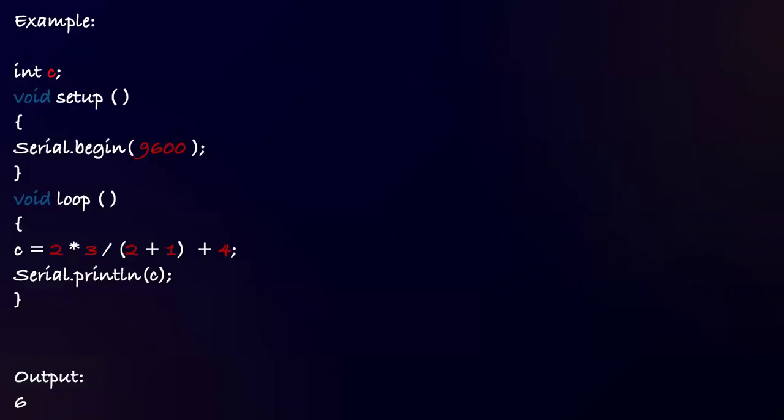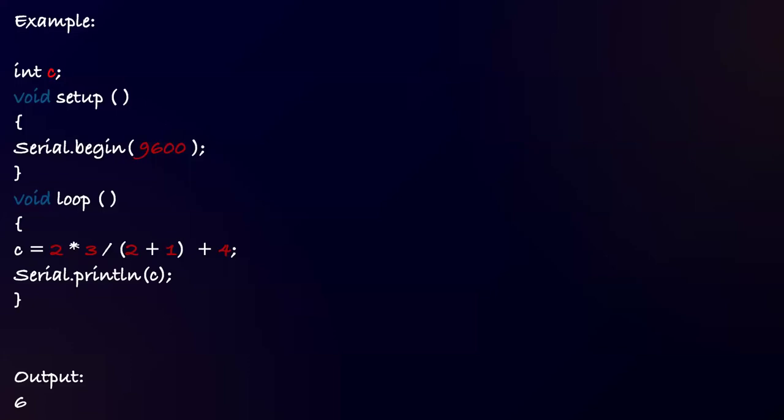Now here we have again declared the integer C. And then what operation have we performed? C is assigned 2 multiplied by 3 divided by, again in parenthesis, that is the bracket, 2 plus 1, again plus 4. The output typically comes out to be 6. How is the output 6?